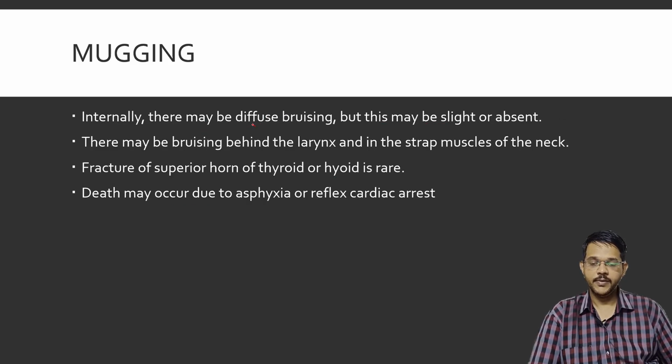Internally, there may be diffuse bruising, but this may be slight or absent. There may be bruising behind the larynx and in the strap muscles of the neck. Fracture of the superior horn of the thyroid or hyoid is very rare, since mainly compression of the carotid arteries is seen. Death usually occurs because of asphyxia or cardiac arrest. Other than that, other signs of asphyxia in organs will be seen.